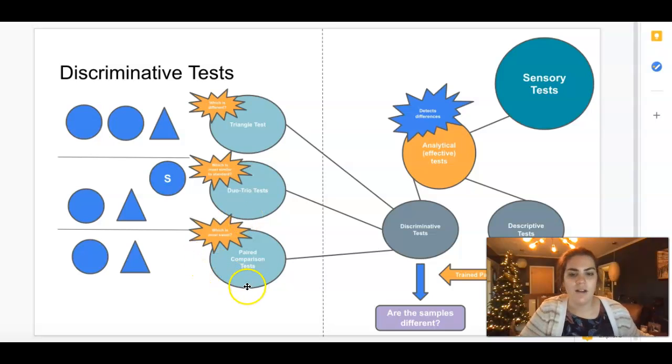And finally, with the paired comparison test, the trained panel person is asked to identify which sample has the most of whatever quality is trying to be understood. So one might be which sample is most sweet. So they might have two samples that aren't identical but may be similar, and that trained panel person is charged with determining which of these samples is sweetest.